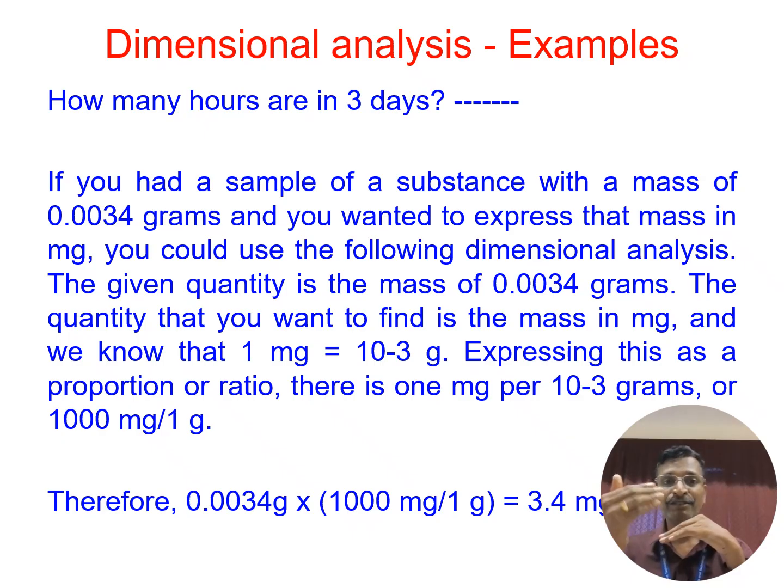1000 milligram is equal to 1 gram, or you can say reversely, 1 gram is equal to 1000 milligram. Now the given data is 0.0034 gram. So 1 gram is equal to 1000 milligram, then 0.0034 gram is equal to 3.4 milligram. That's all. Once you know the conversion parameter, you can easily find out the answer.